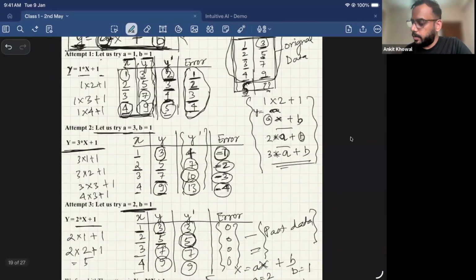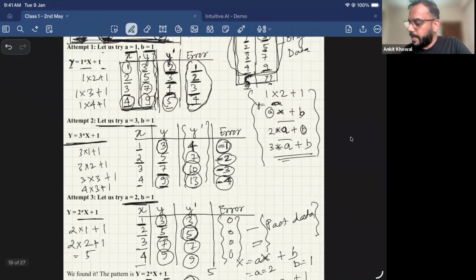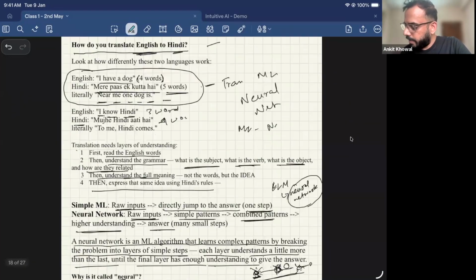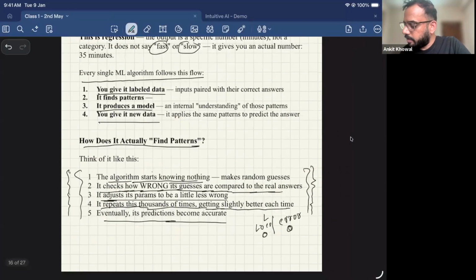Swati, you were able to do it very quickly, but internally the math is taking care of making a random guess, then correcting itself. So what did the algorithm do? It starts knowing nothing and makes random guesses. It made a random guess of A is equal to 1 and B is equal to 1.